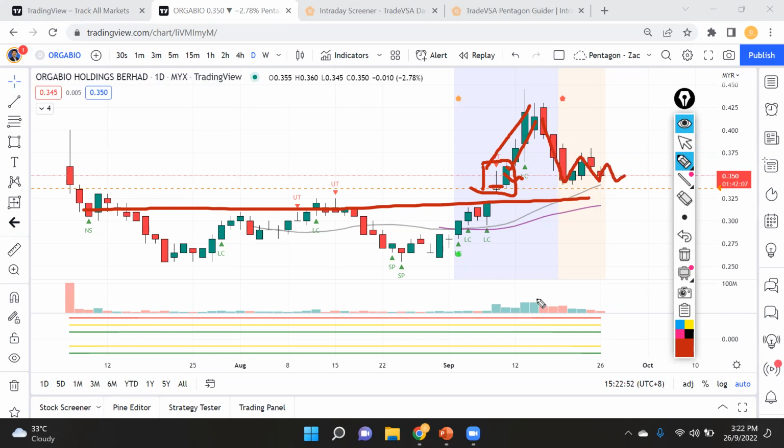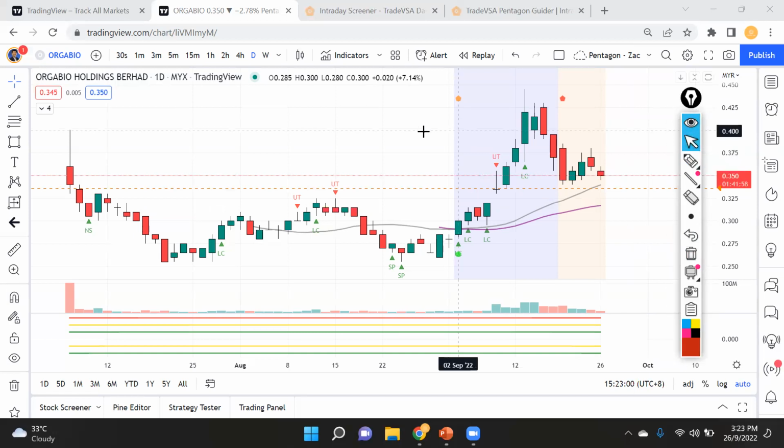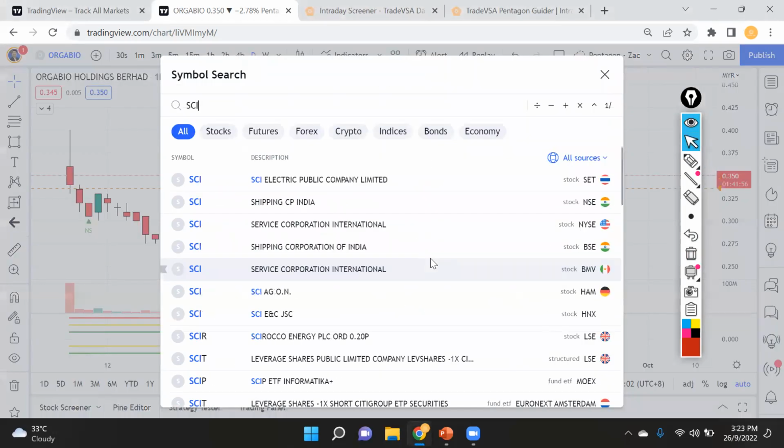The volume's getting lower, and it's still above the UT. I mean this UT over here, right? So that's why I still have my alerts to help me monitor further. So the other one is Psycom.